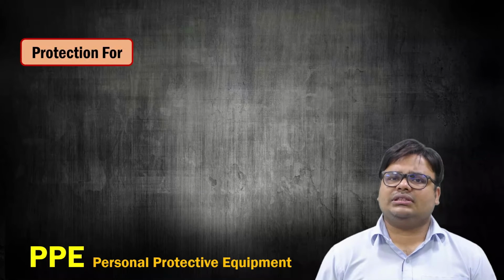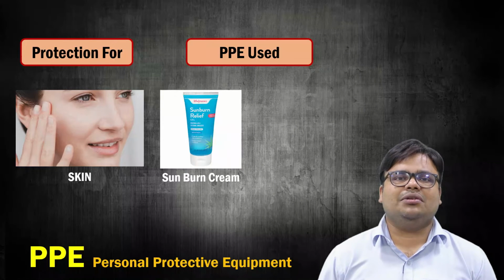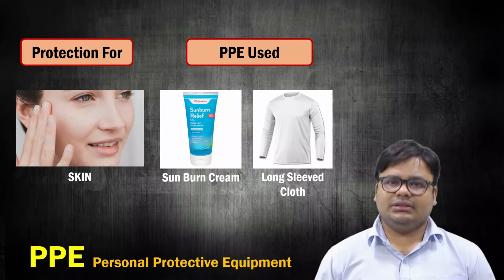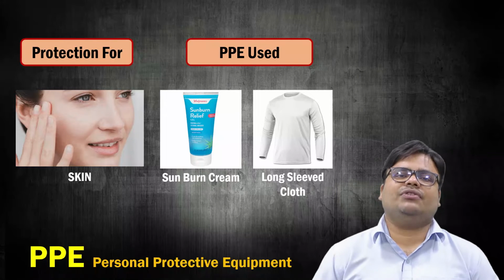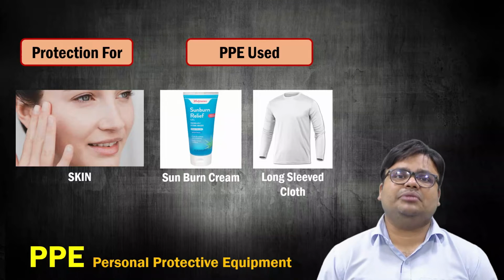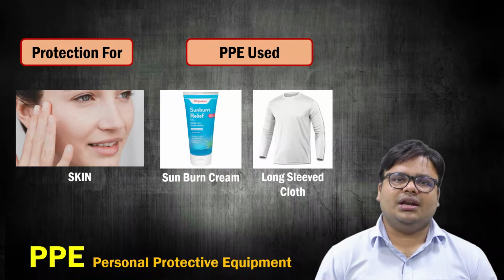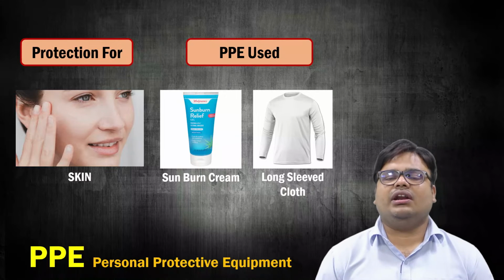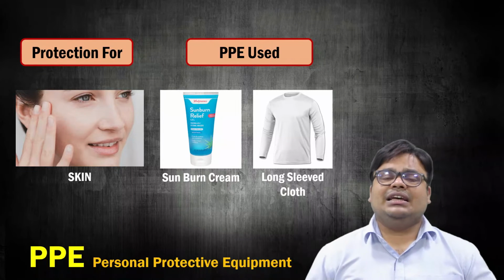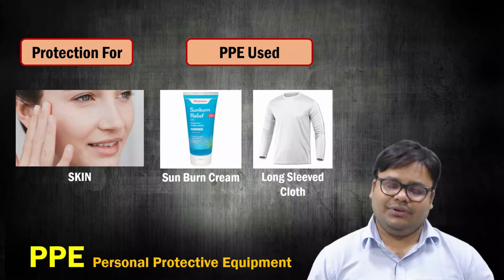Next, moving on to the skin. For skin we can use sunburn cream or long-sleeved clothes. If we are working under the sun, we can use full-sleeved shirts, which will protect us, and even sunburn cream will save our skin. So guys, these were a few things regarding personal protective equipment.